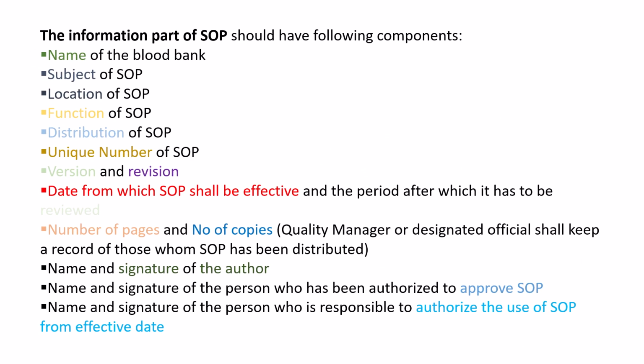The informative part of the SOP includes the following components: name of the blood bank, subject of the SOP, location, function, distribution, unique number, version, and when it needs to be revised, date from which the SOP shall be effective, and the period after which it has to be reviewed, number of pages and number of copies, name and signature of the author, name and signature of the person who has been authorized to approve the SOP, name and signature of the person who is responsible to authorize the use of the SOP from the effective date.